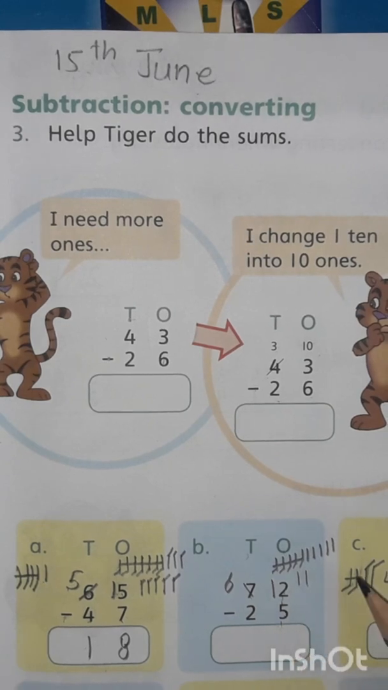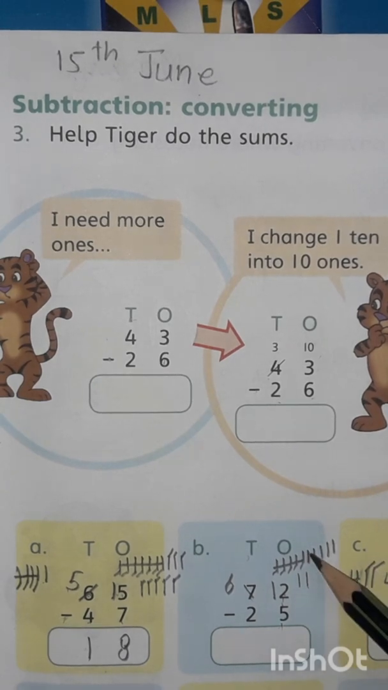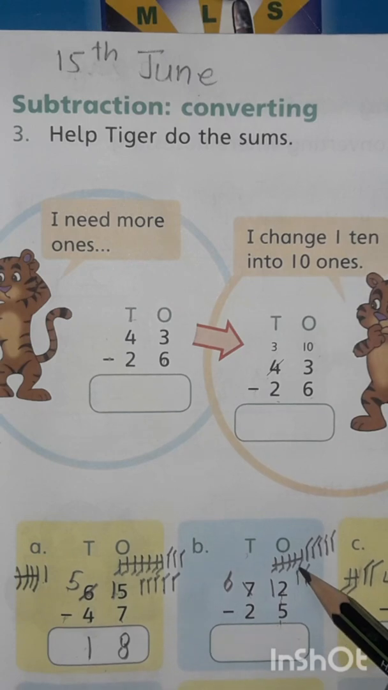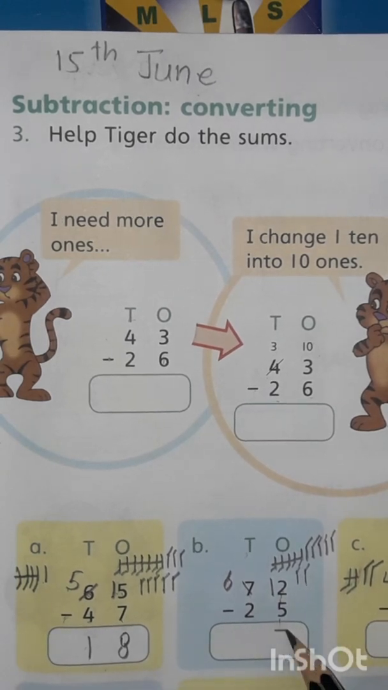Cut these 5 lines. How many lines are left? Try to do by yourself. Yes. 1, 2, 3, 4, 5, 6, 7. 7 lines are left.